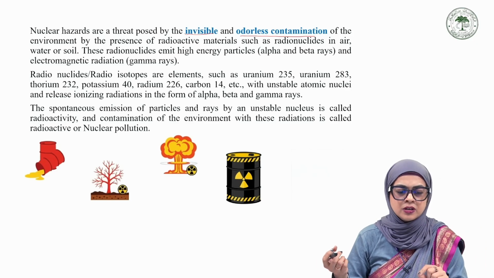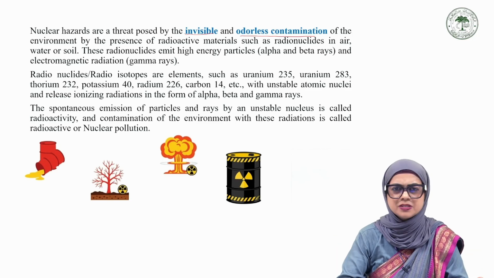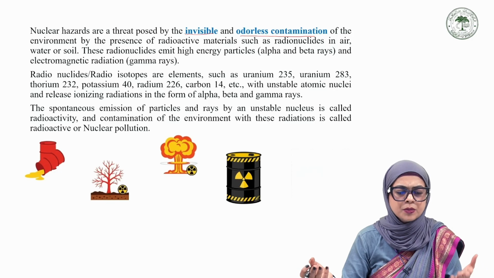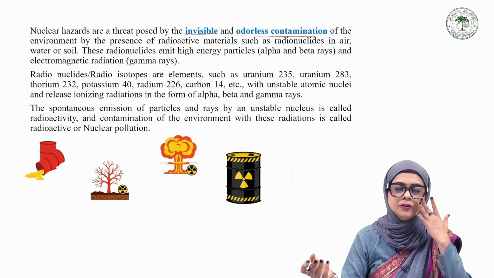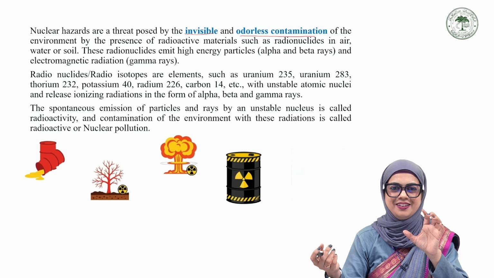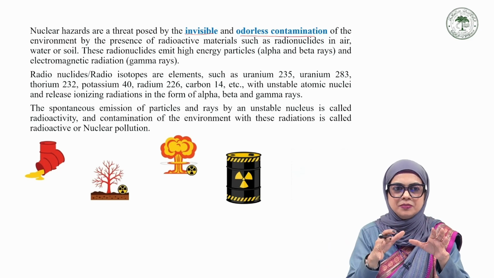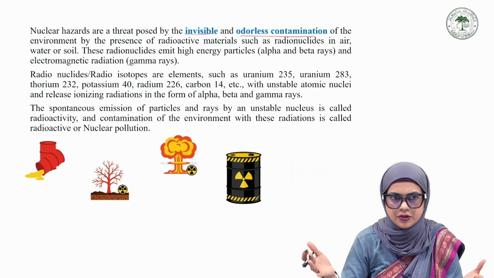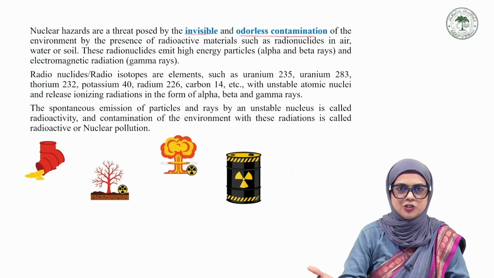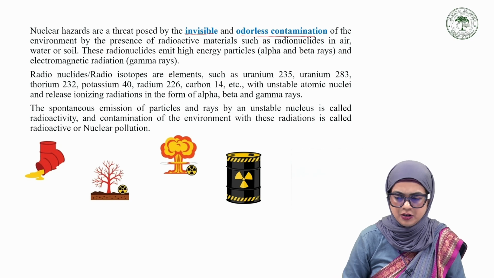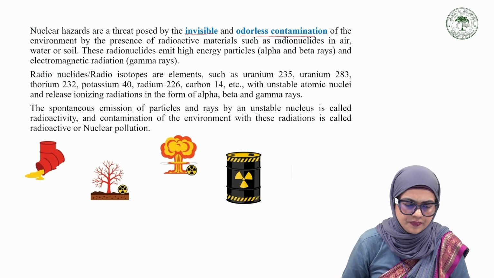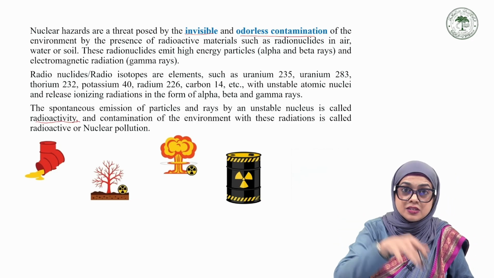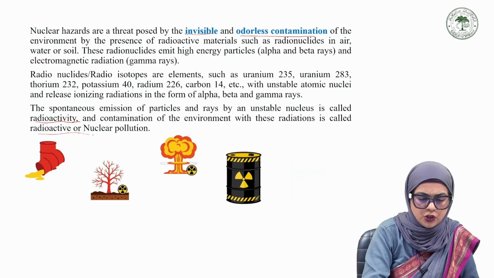The radionuclides or radioisotopes, some examples that I have listed out, are uranium-235, uranium-238, thorium, potassium, radium, carbon, etc. They have unstable nuclei. Once a nucleus is unstable, it releases ionizing radiation in the form of alpha, beta, and gamma rays. The spontaneous emission of particles and rays by an unstable nucleus is called radioactivity. And contamination of the environment with this radiation is called radioactive or nuclear pollution.